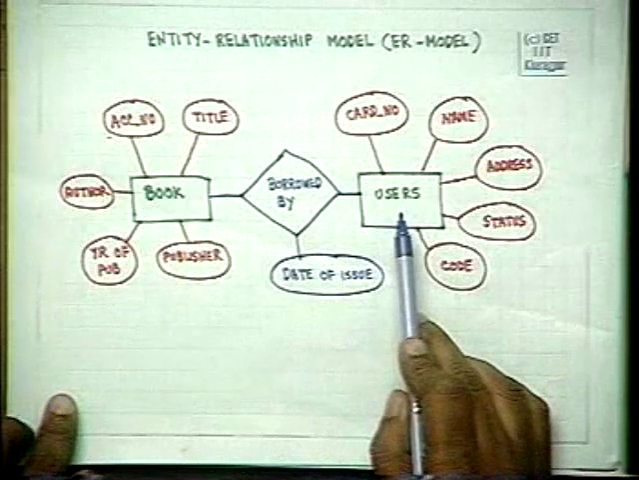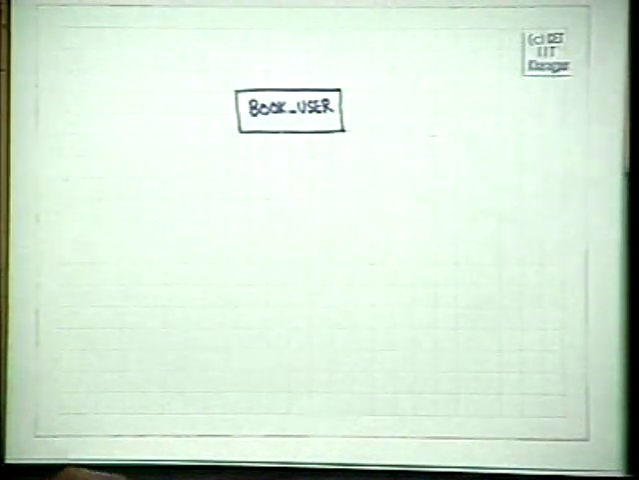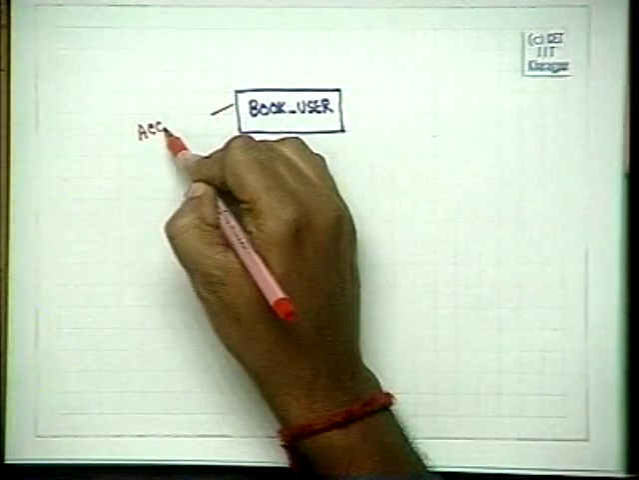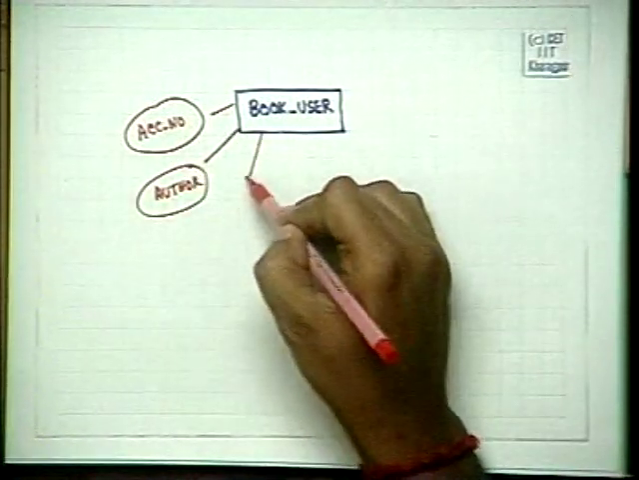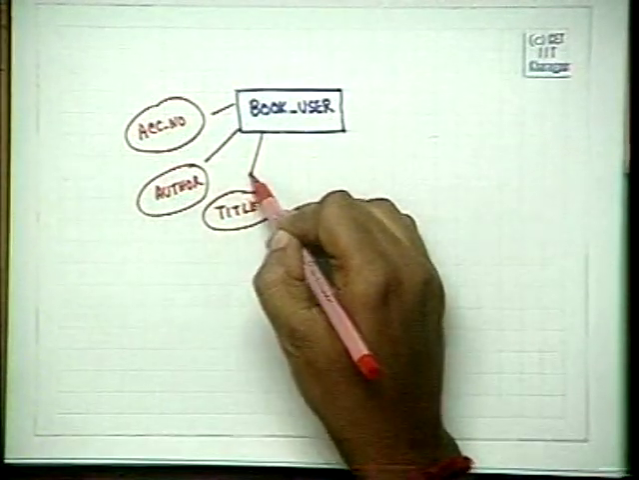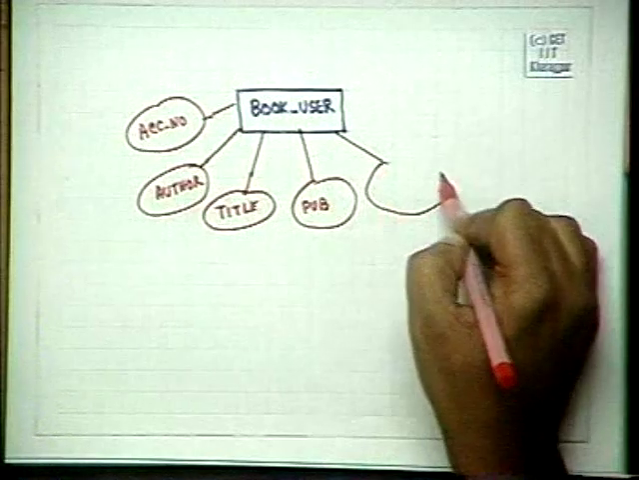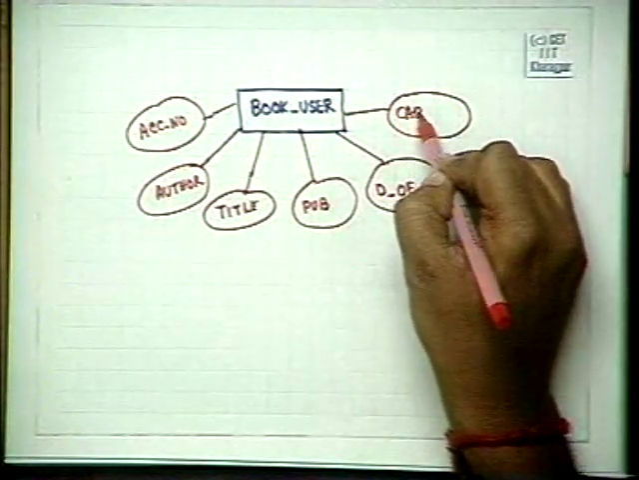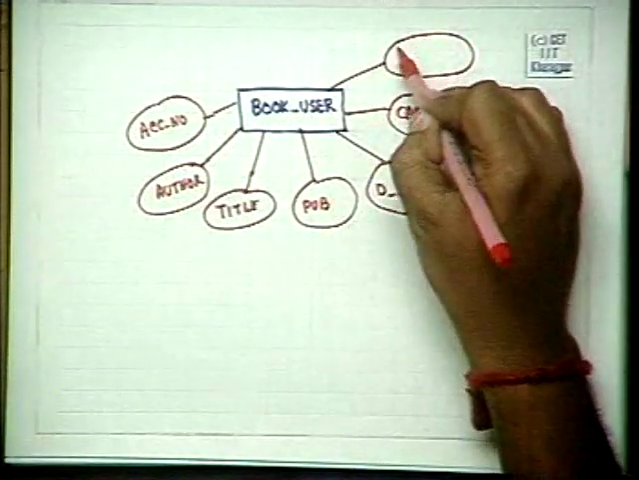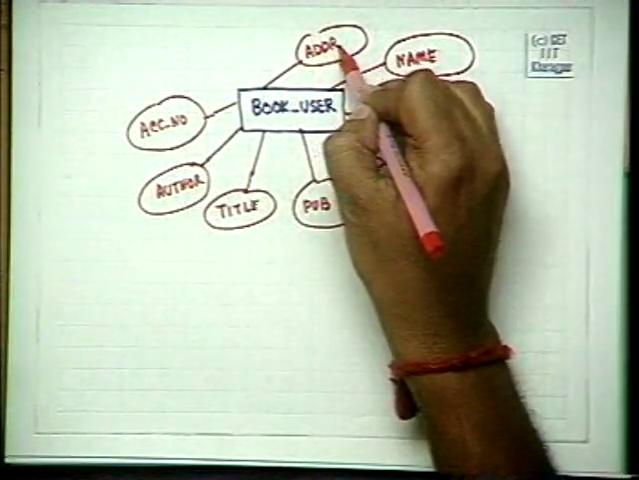book, user and borrowed by with this date, the alternative is we will have a book user combination which will have all the attributes: accession number, author, title, publisher, date of issue, card number, name, address, etc.